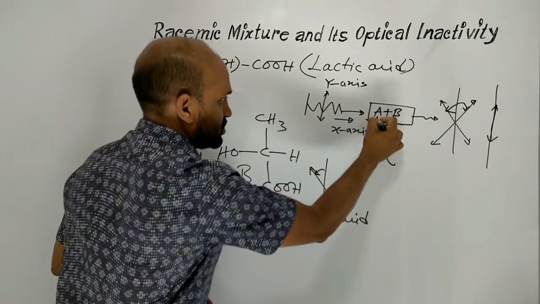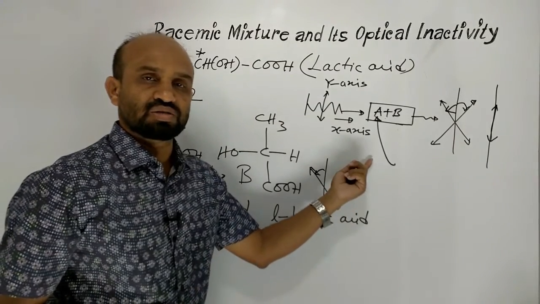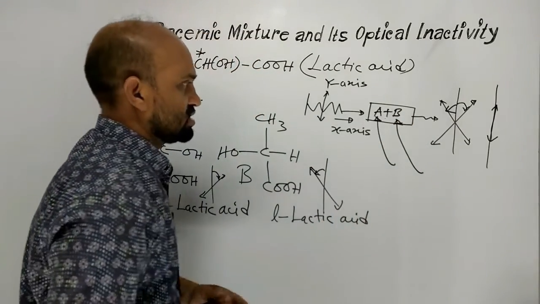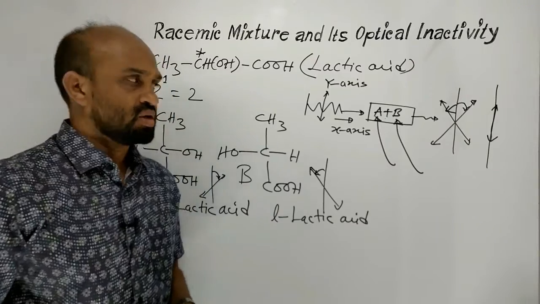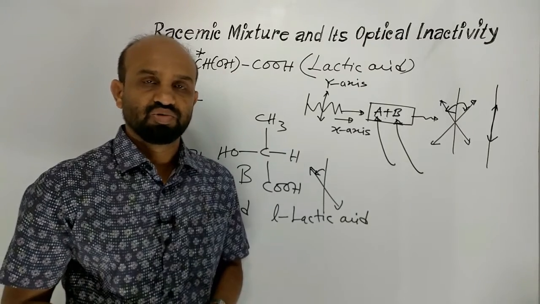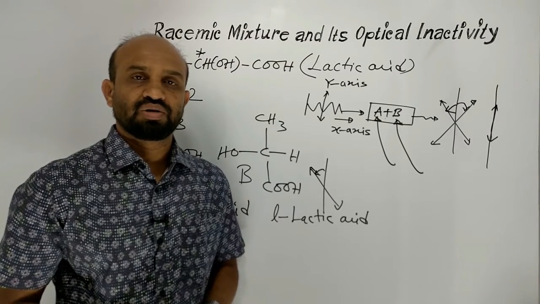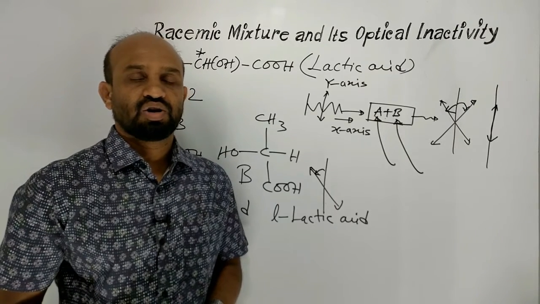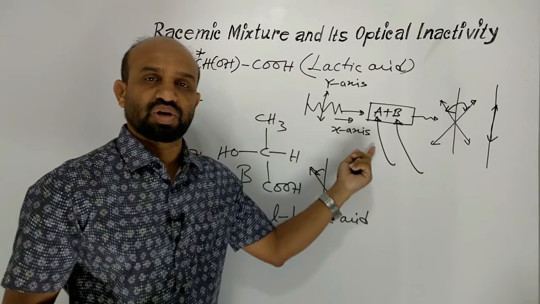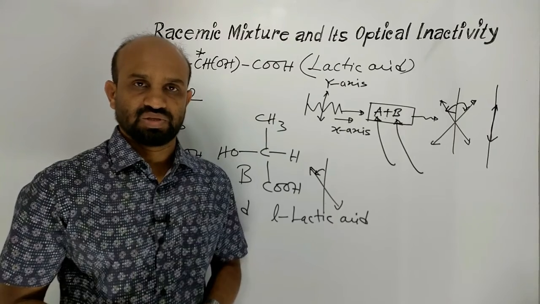Here one compound rotates the plane of the polarized light towards clockwise direction and another one rotates the plane of the polarized light anti-clockwise direction. But when this equimolar mixture of these compounds is used here, then the rotation by one compound is cancelled by the rotation of the other compound. Ultimately, the rotation of the plane of the polarized light becomes 0. That means no rotation happens.